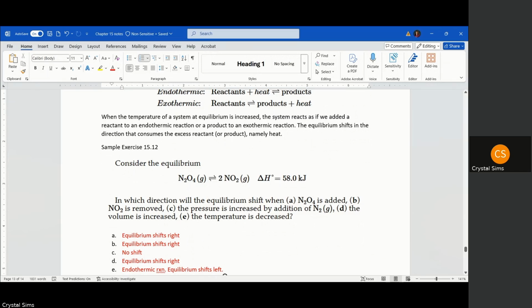Okay. So that concludes chapter 15. I hope that this has been helpful for you, and that you have been able to understand more about reaction rate and how we get to equilibrium.